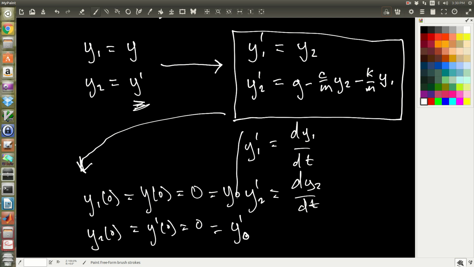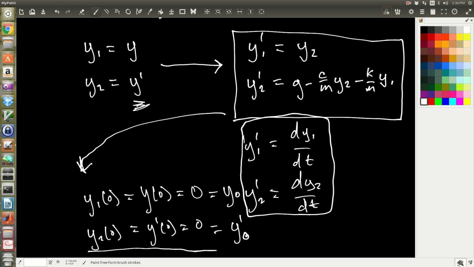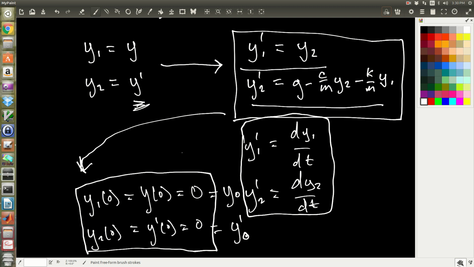Sorry, I'm kind of making this messy here. There's a line here separating this box. Alright, so now I've got an auxiliary condition for both differential equations, for this differential equation right here, and this differential equation right here. And those auxiliary conditions are down here. Okay?